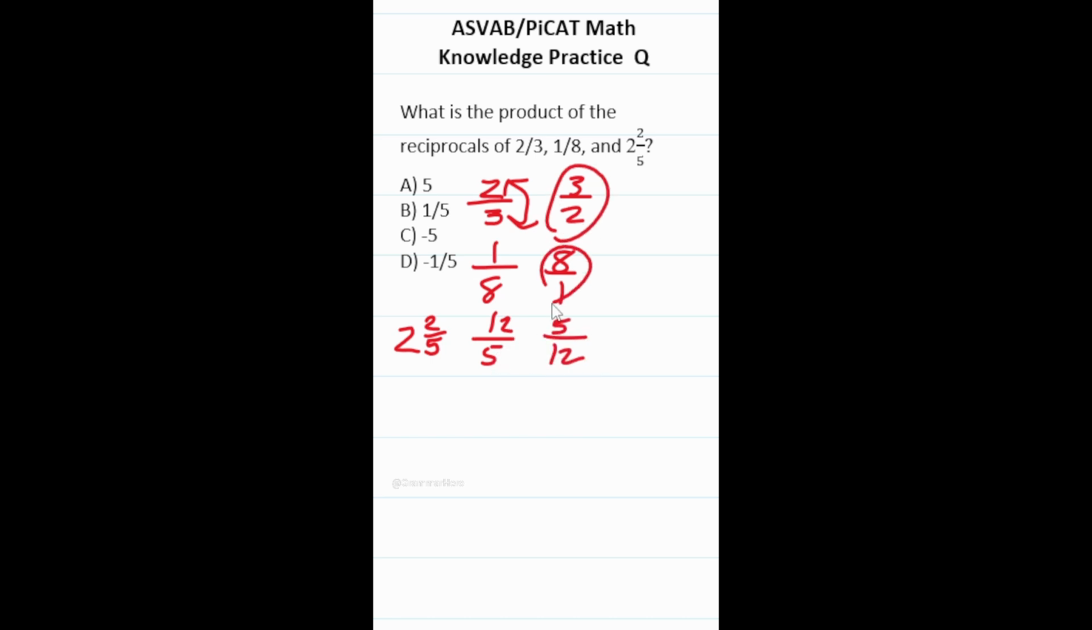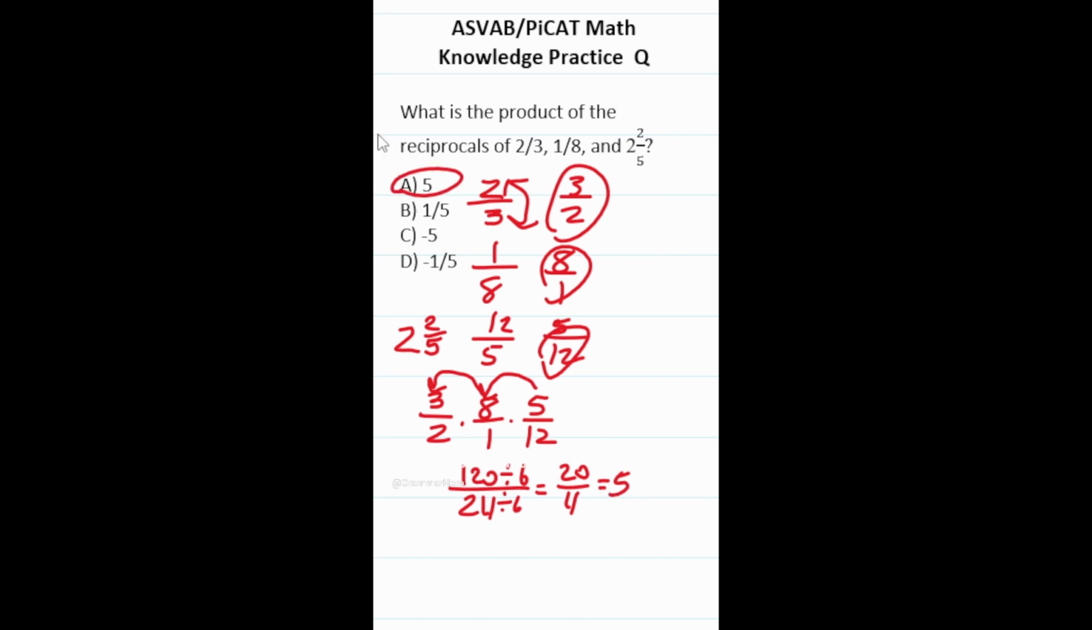Now we're going to multiply our reciprocals together like so. We have 3 over 2 times 8 over 1 times 5 over 12. You should be able to do this one mentally. 8 times 5 is 40. 40 times 3 is going to be 120. 2 times 1 is 2, times 12 is 24. If you can't see this one, both of these have a common factor of 6. This reduces to 20 over 4, which is 5. So this one is A, 5.